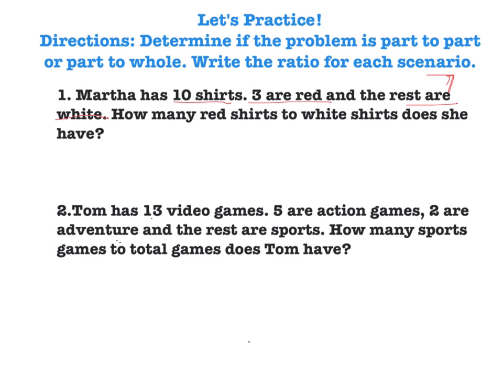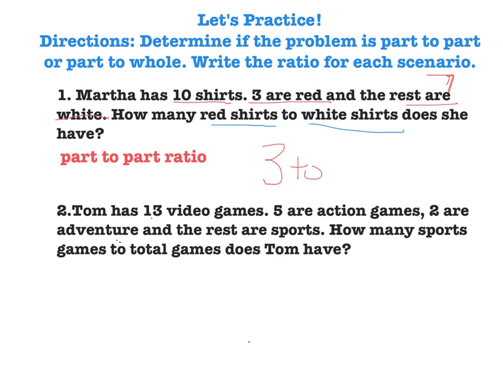that are white. And the next thing you have to notice when writing ratios is the order. It says red shirts to white shirts. And that tells me what type of problem this is. This is a part to part. So then I know that in my part to part, 3 would come before the 7. So 3 to 7. You could also write this as 3 colon 7 or as a division problem, 3 over 7. Or, sorry, not a true fraction, as a division problem.